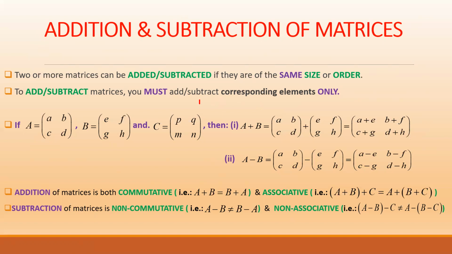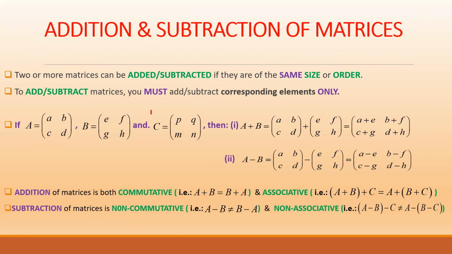Now that we have established that, the next thing that we need to do is to add the matrices. To add them, we must add or subtract corresponding elements. Now, what do we mean by corresponding elements, right? It is saying that we're going to add or subtract those elements that are in the same position.